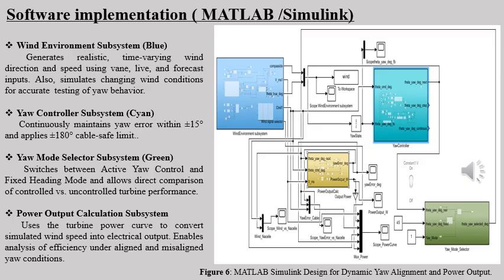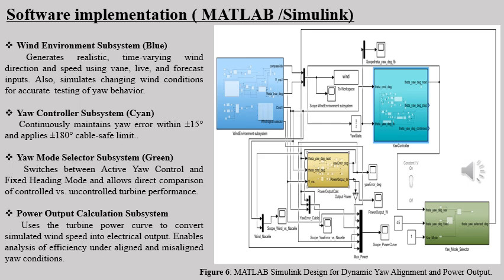Next is the yaw controller subsystem shown in cyan. This block keeps the yaw error within plus or minus 15 degrees and applies the plus or minus 180 degrees cable-safe limit to protect the internal wiring. It continuously adjusts the nacelle to maintain proper alignment. The yaw mode selector subsystem, shown in green, switches between active yaw control and fixed heading mode. This makes it easy to compare how the turbine performs with yaw control versus without yaw control.